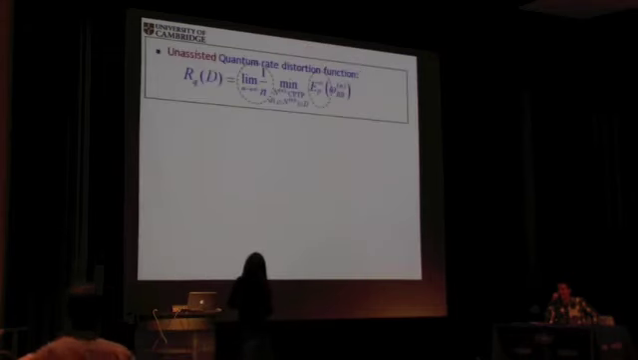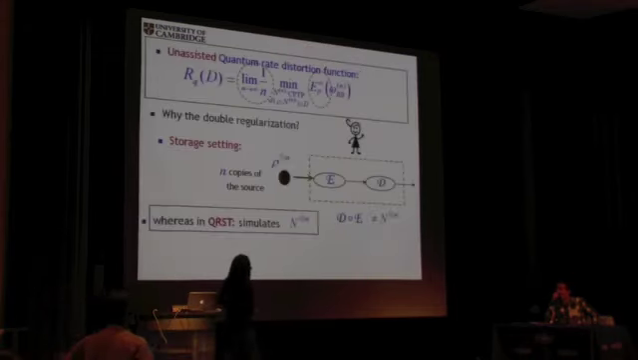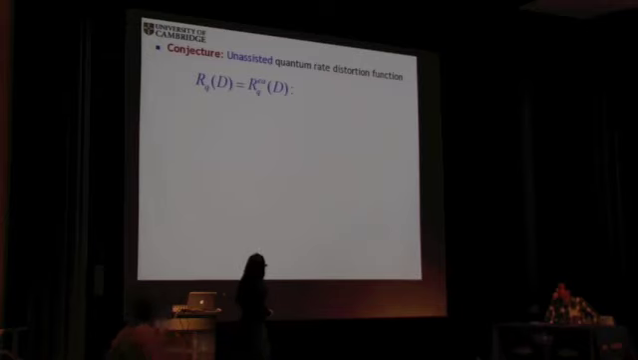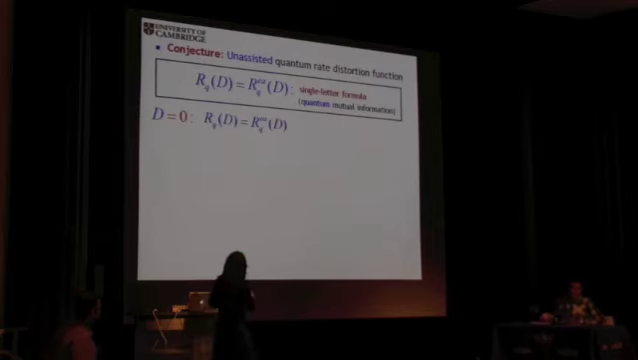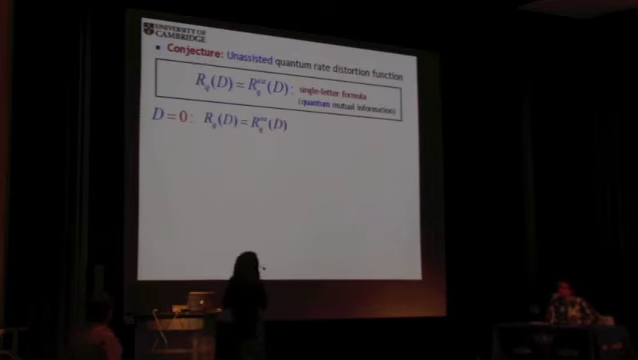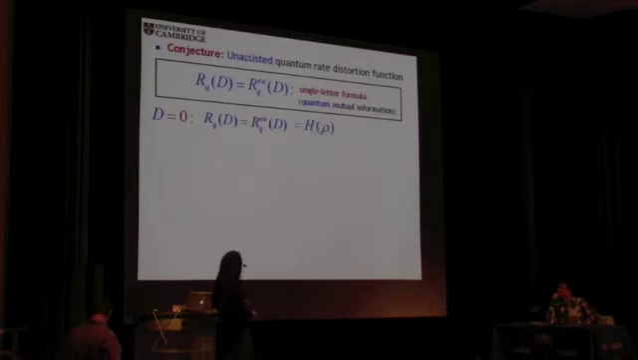The reason I believe the conjecture to be true is because, firstly, note that when you consider d equal to 0, that is when you do Schumacher compression, then the quantum rate distortion function becomes identical in the entanglement-assisted and the unassisted case. So for Schumacher compression, entanglement doesn't help. So that's the first motivation.